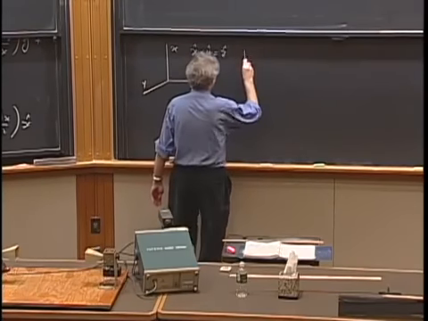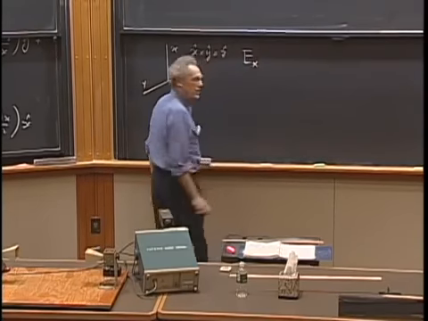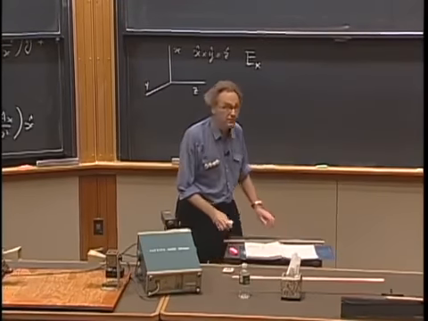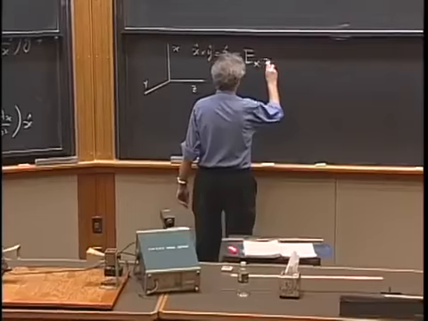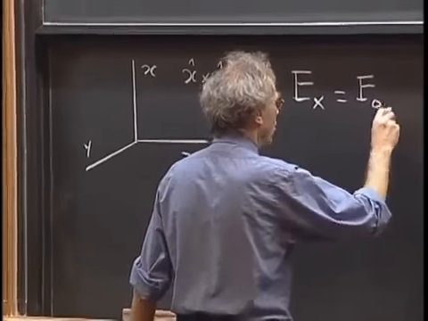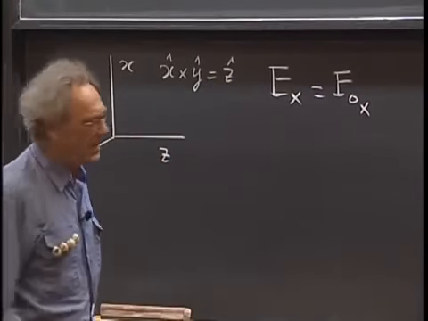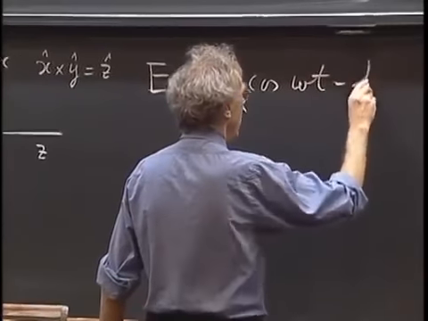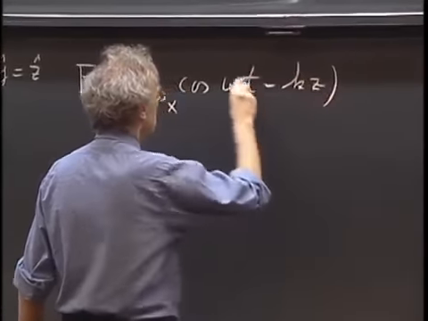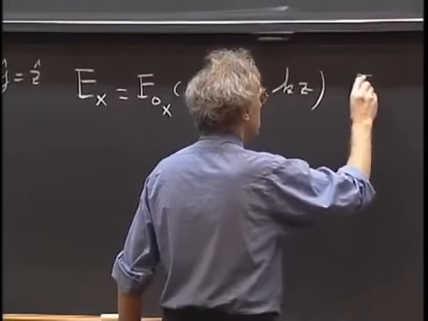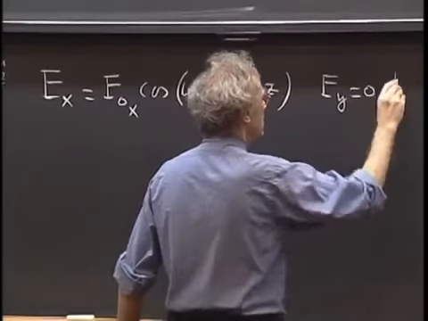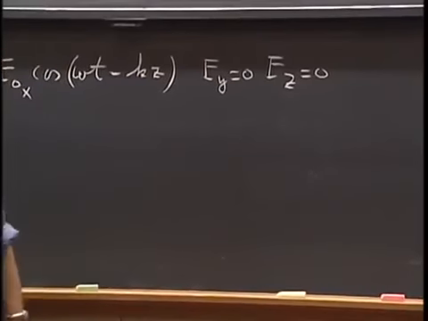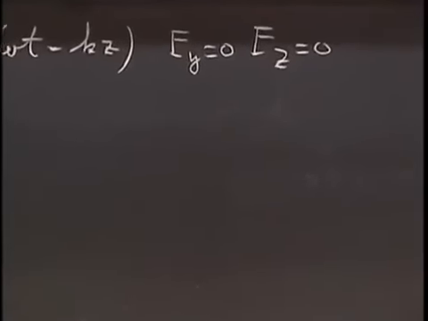So I assume a simple case that the E vector only exists in the X direction. So it has a certain amplitude, I call it E0x. And I make it a traveling wave, of course, cosine omega t minus kz. So EY is 0 and EZ is 0. So it's only E vector in the X direction.